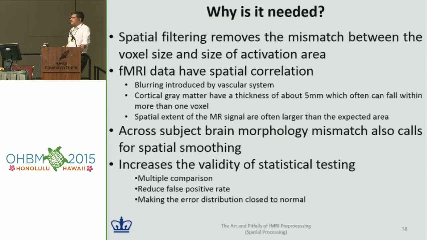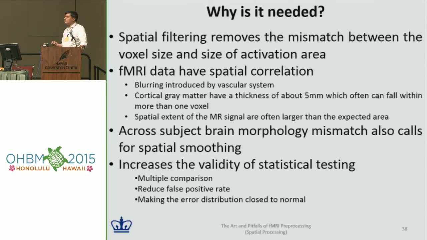fMRI data has a spatial correlation, so there is blurring introduced by the vascular system. As you know, the BOLD effect is going to be blurred by the blood passing through your voxel, and cortical gray matter has a thickness of about 5 millimeters, which often falls within more than one voxel. And the spatial extent of the fMRI signal is often larger than the expected area.